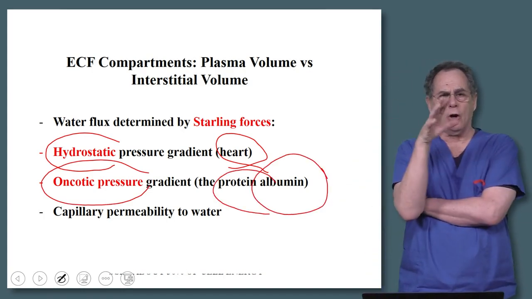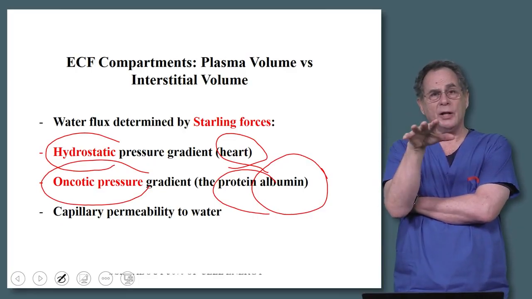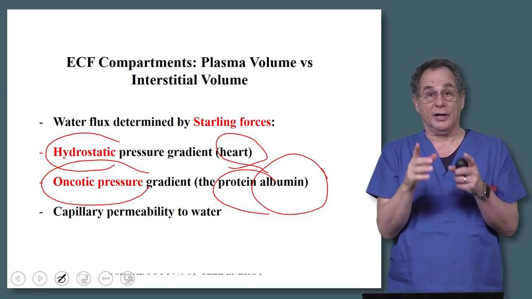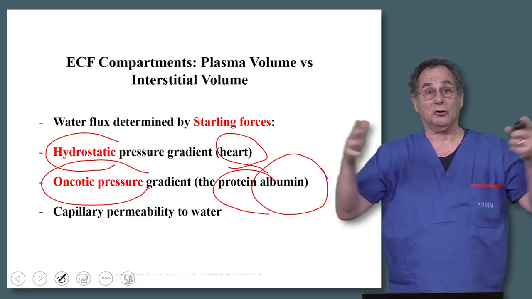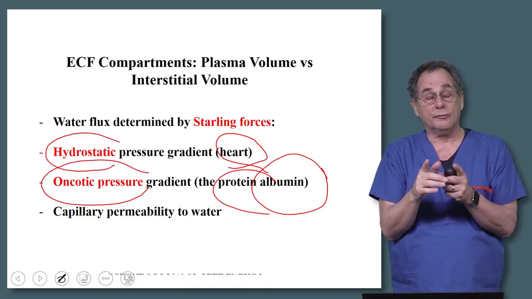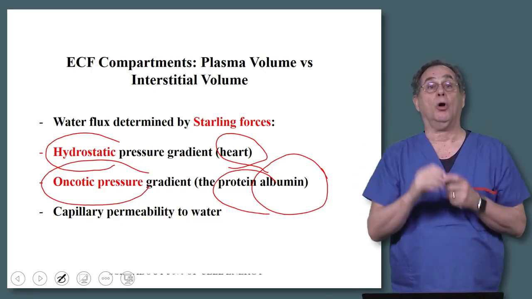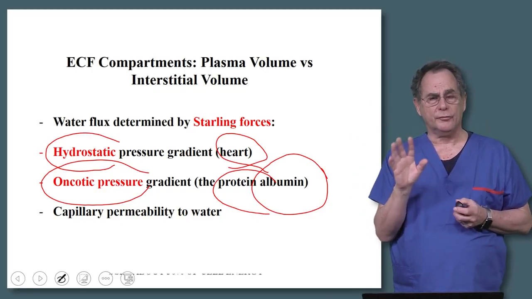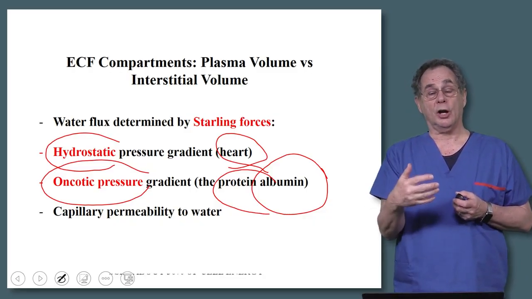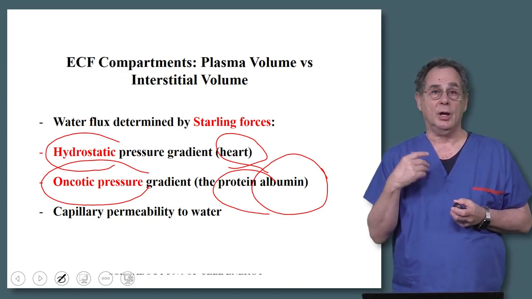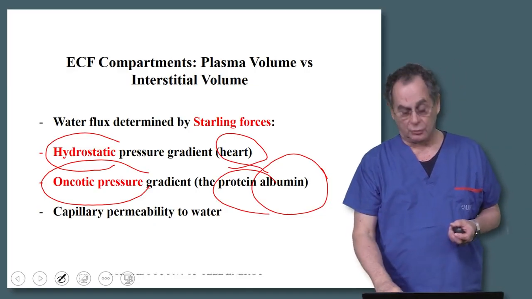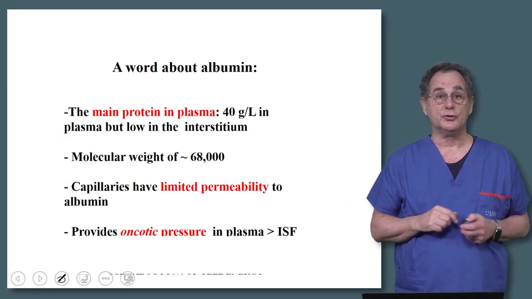Now, the difference between oncotic pressure and osmotic pressure is really a bit of semantics. Oncotic pressure is generally conferred by a small concentration of very large particles, and osmotic pressure is generally conferred by a high concentration of very small particles. Similar, though, from a physical chemistry perspective. So, albumin serves to provide an oncotic pressure that keeps water in the vascular compartment, and the heart generates a hydrostatic pressure which tends to move water from the vascular compartment into the interstitial compartment.